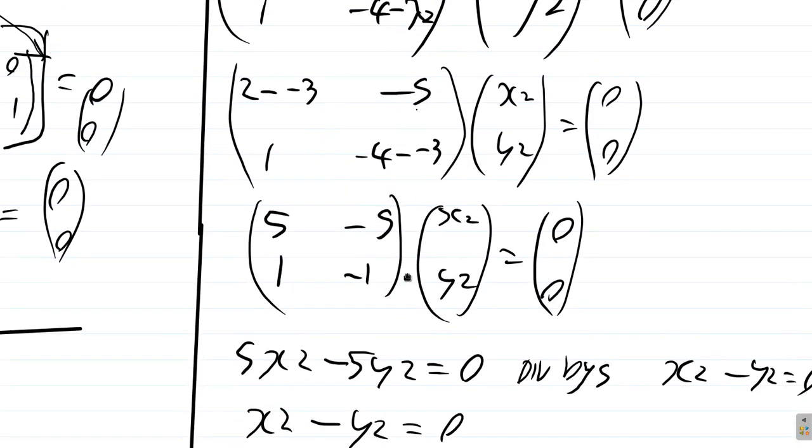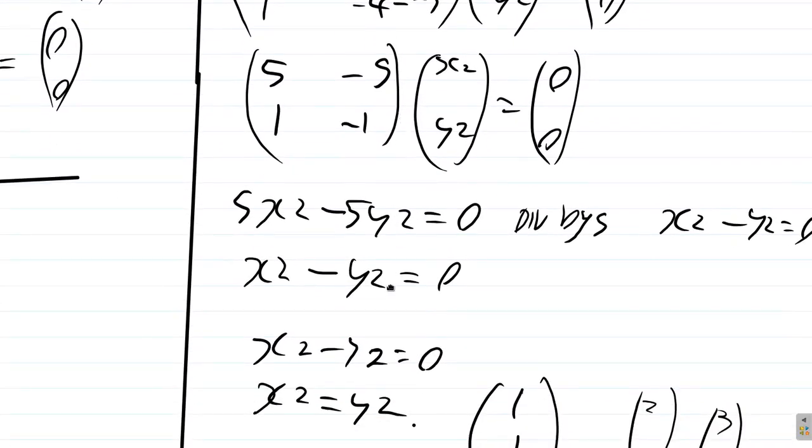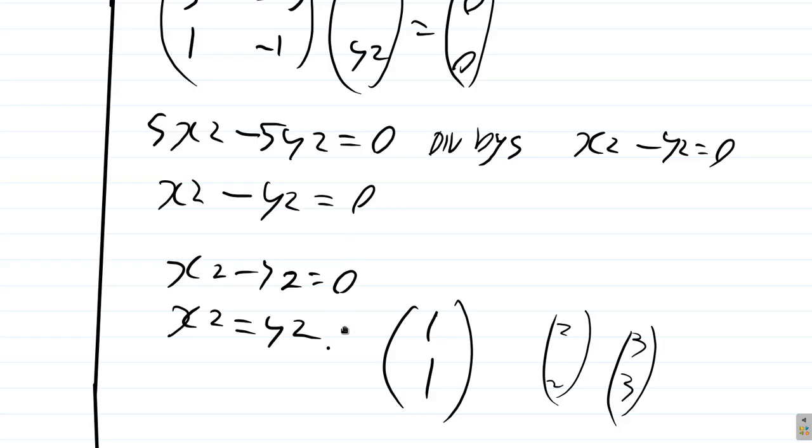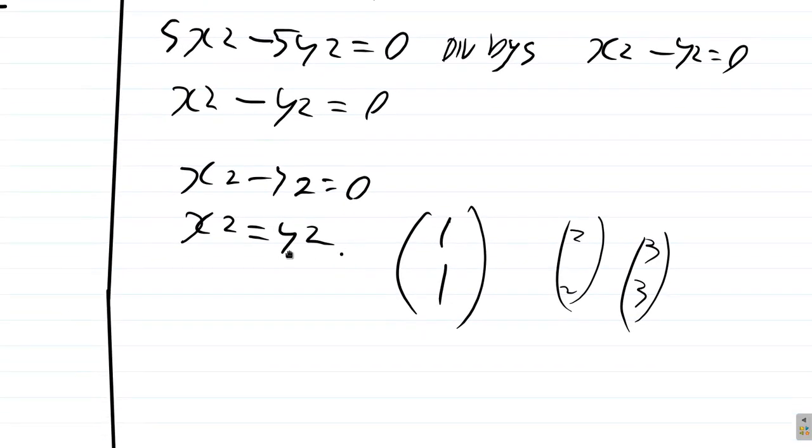Multiply both matrices, and then you get x2 is equal to y2, and what you have is 1, 1, the simplest eigenvector when you consider x2 is equal to y2. Alright? So that's it for now.